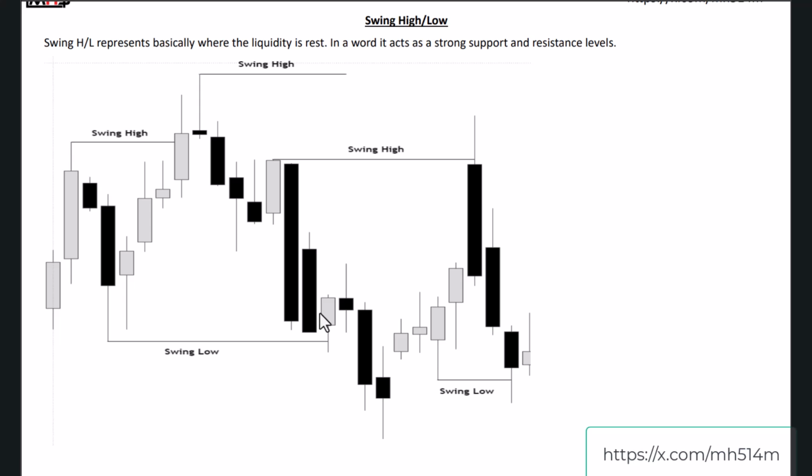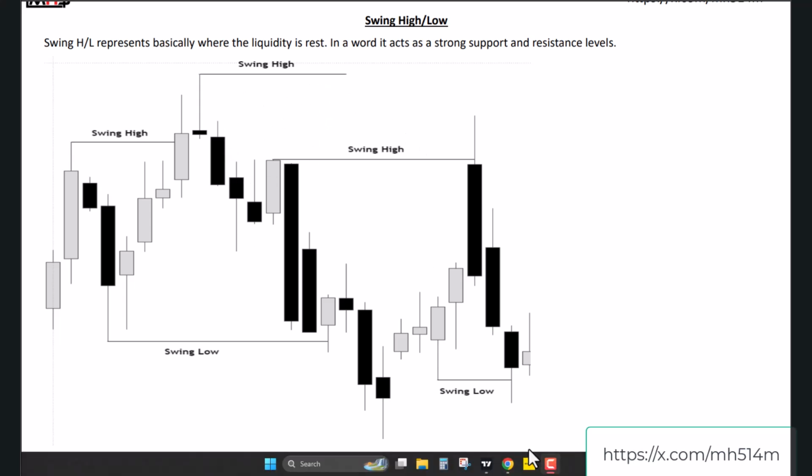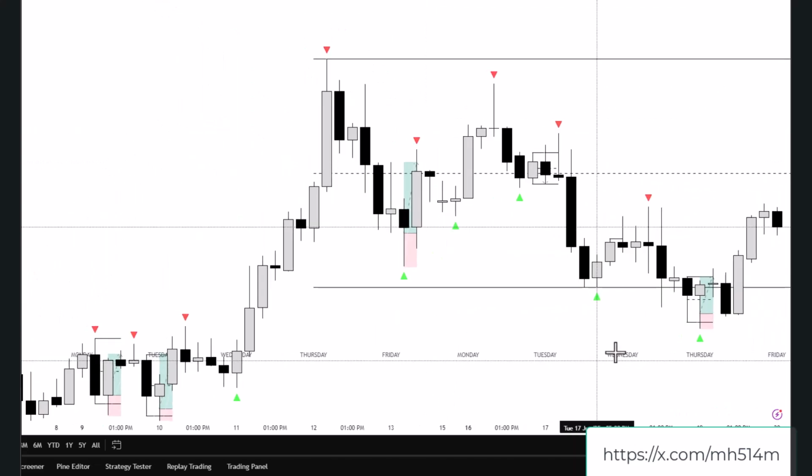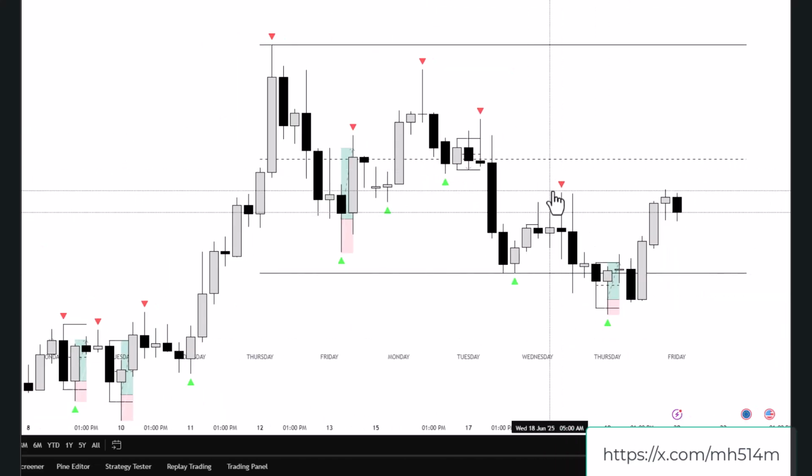For assistance we can use the fractals indicator for identifying the swing high and swing low points easily. So here we can see our fractal swing high and fractal swing low. We can also use them as swing high and swing low points.